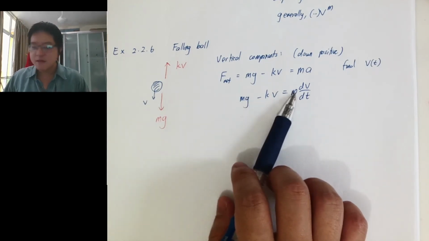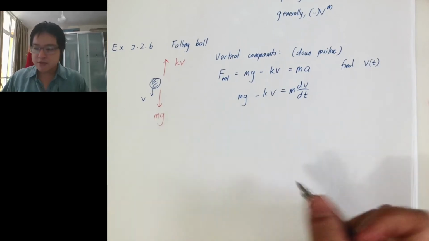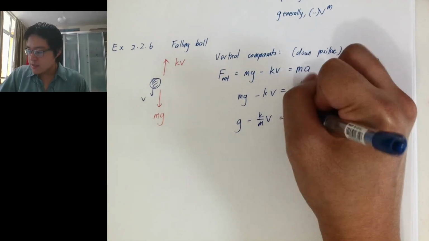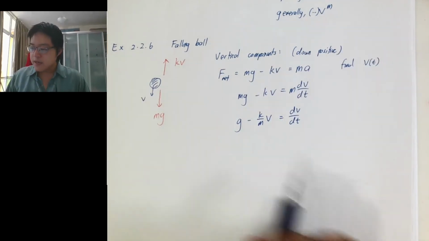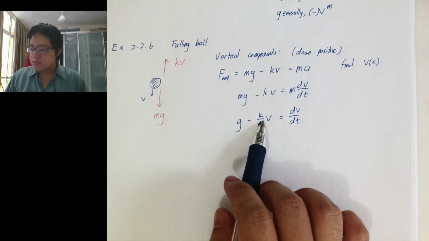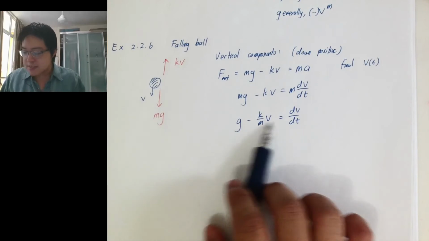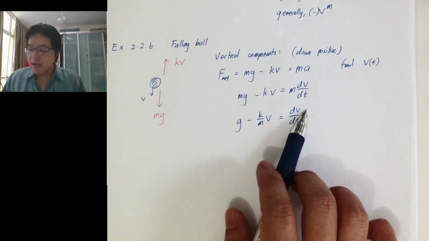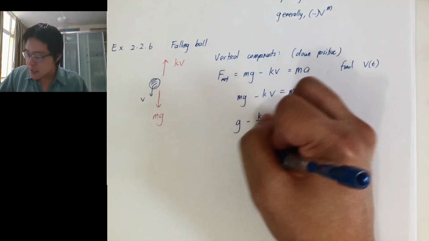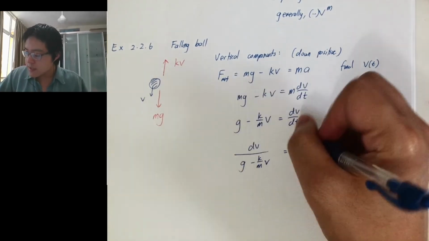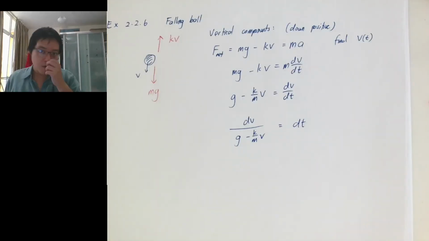There's this m here, so let me divide both sides by m. So I got g minus k over m v, and then this is dv/dt. Okay, and then what I can do is bring the dt up and bring this v down, because this term contains v, so I can put the v together and integrate it. So what I mean is I do this, and then on the other side I just get dt. Does everyone follow what I'm doing so far? Or is this too easy? Am I going too slow or too fast?